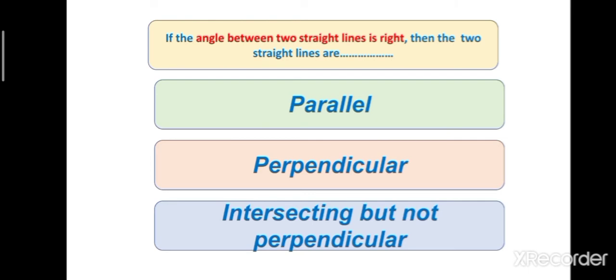If the angle between two straight lines is right, then the two straight lines are: parallel, perpendicular, intersecting but not perpendicular. If the angle between two straight lines is right, the two straight lines are perpendicular, because we said before that perpendicular lines are the intersection of two lines forming four right angles.